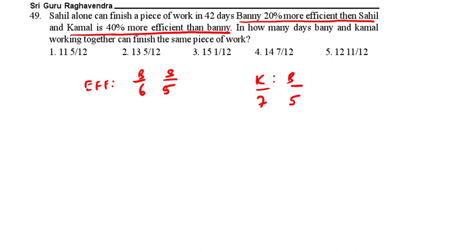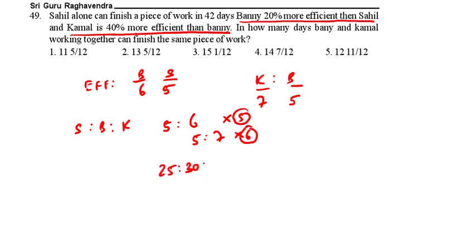Now see here. Sahil is to Bunny is to Kamal. So 5 is to 6, then Bunny is to Kamal, 5 is to 7. This one I am multiplying with 5, this one I am multiplying with 6. Then we get 25 is to 30 is to 42. Sahil is 25, Bunny is 30, Kamal is 42.